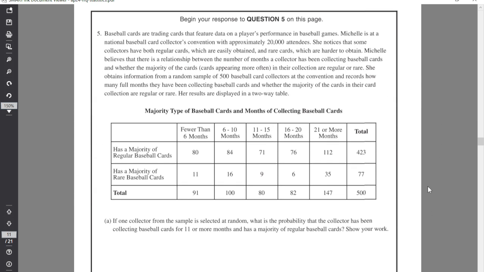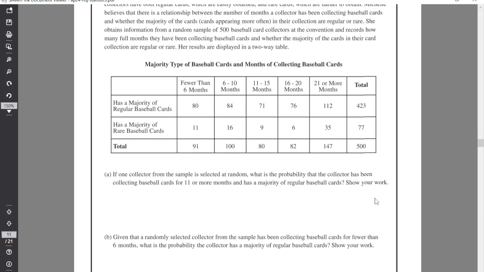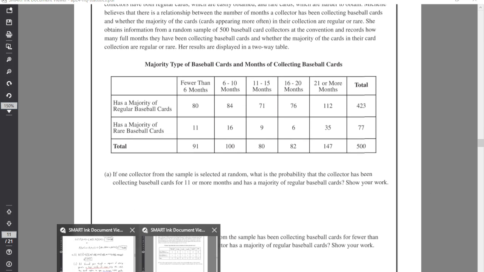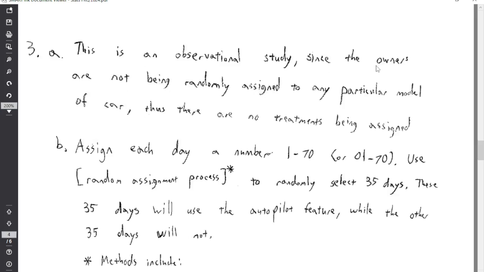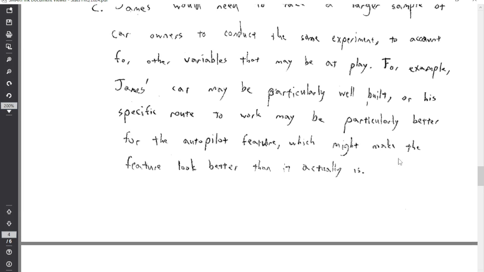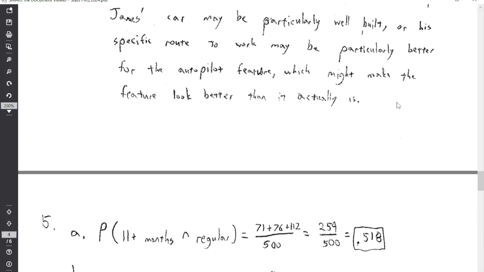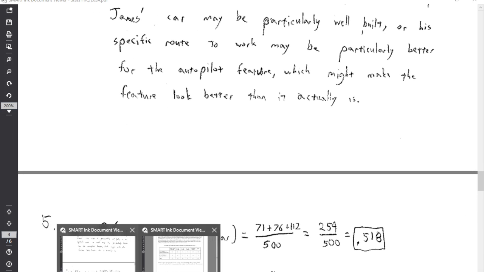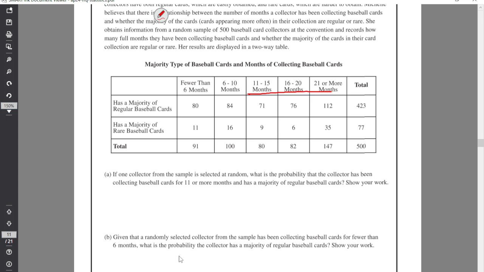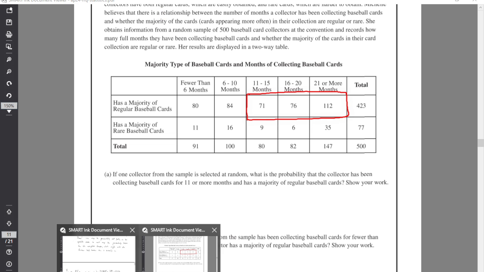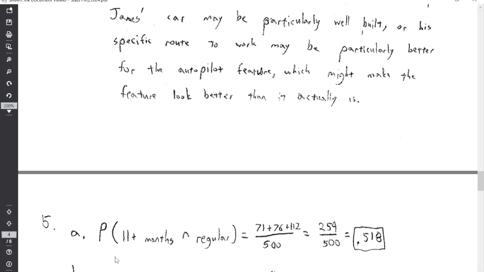All right, question 5. This one had a little bit of everything. It's your multi-focus question. So first of all, we have some probabilities that we're calculating off of this table. A collector is selected at random. So one collector selected at random, so that is out of the entire sample that we took, which is our 500. Out of that 500, how many of them had 11 plus months? So we need to combine all of the 11 plus months and having the regular. So we're going to pool all those together and get 259 out of those 500, which is how we get our 0.518.